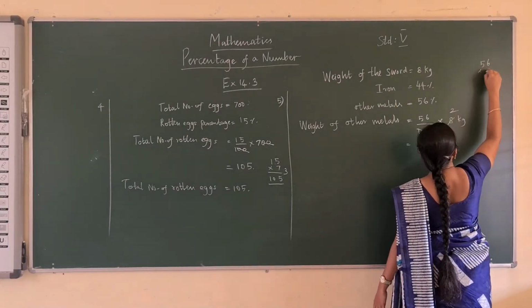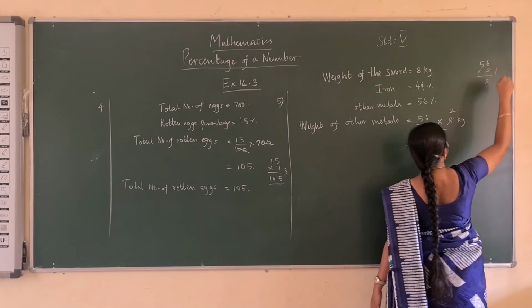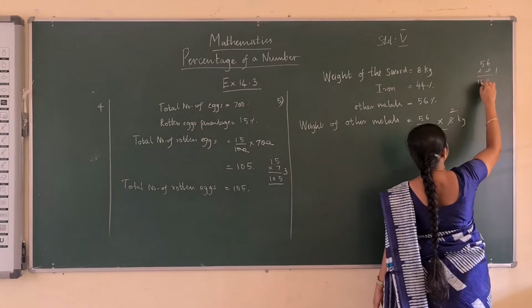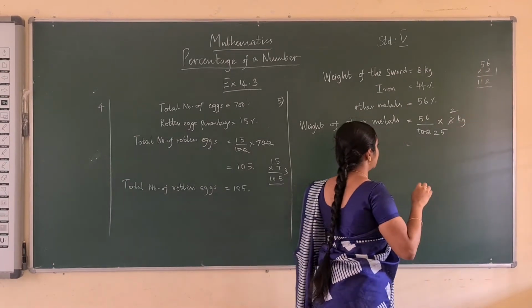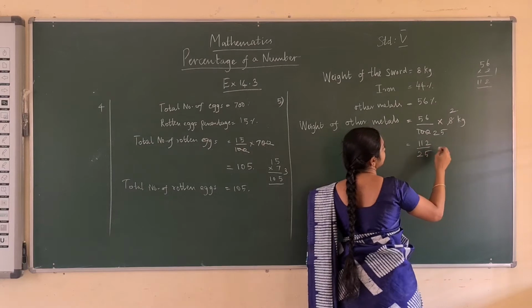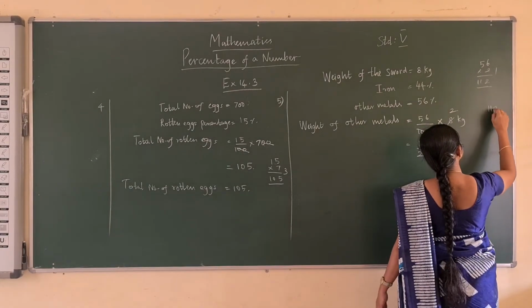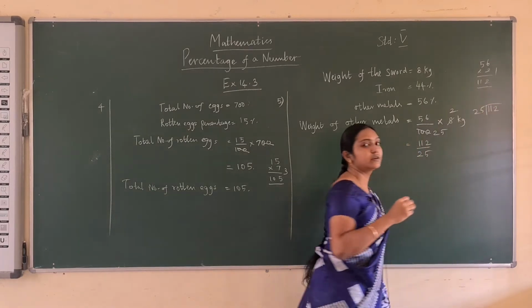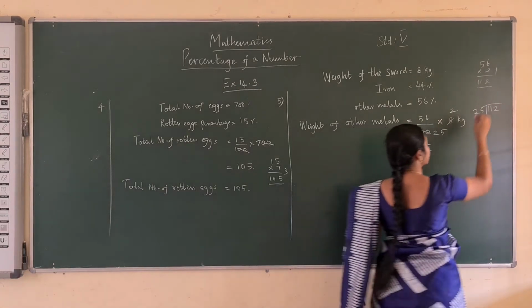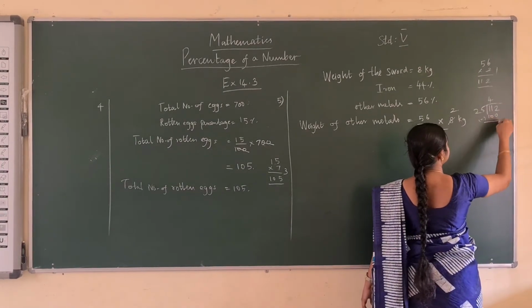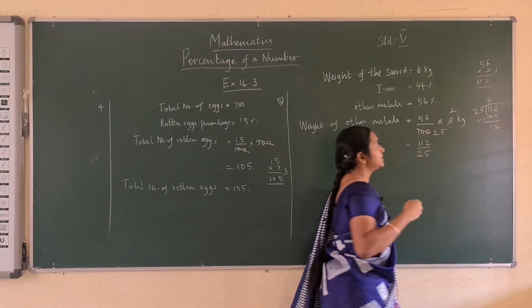56 into 2. 6 2s are 12. Remaining we are having 1. 5 into 2 is 10. 10 plus 1 is 11. So it is 112 divided by 25. Now divide. 4 into 25 is 100. Now subtract. We are having 12.